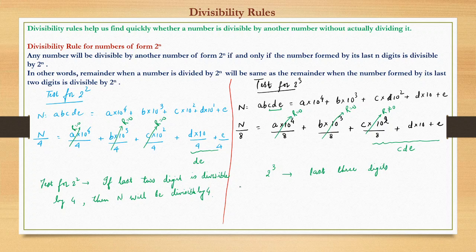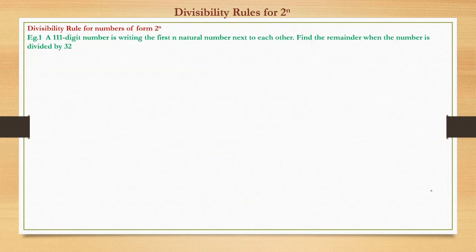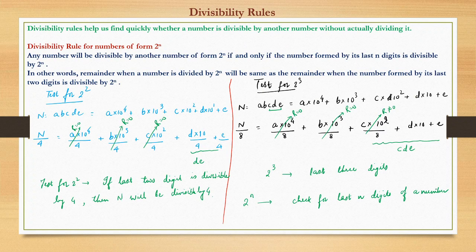So similarly we can generalize: if the divisor is 2 raised to power n, check the last n digits of a number. This way we have seen and generalized this concept. Now we will see some examples. Let us see one example to illustrate this.